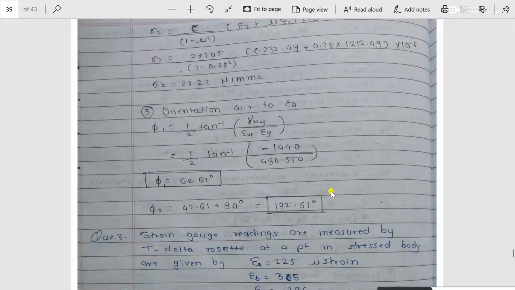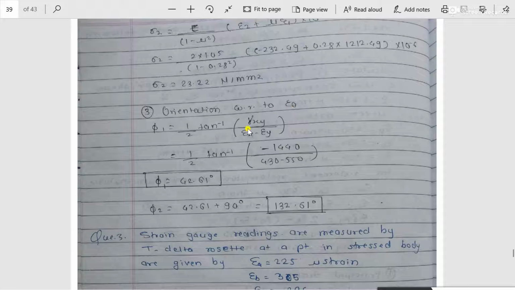Then I have to calculate the orientation. That means I have to calculate the orientation of the direction of principal strains and the principal stresses, because whatever strain is induced in that particular direction, in the same direction some amount of stress is also induced. Therefore we have to calculate the orientation with respect to epsilon a, because we always calculate such orientation with the horizontal strain gauge, and in the horizontal direction the epsilon a strain gauge is there.